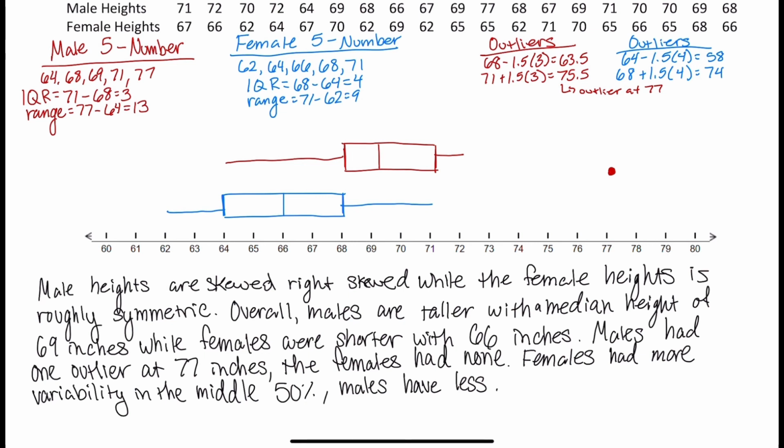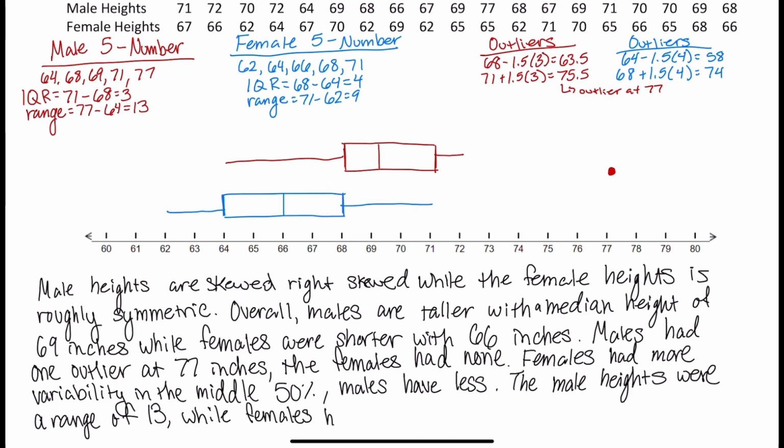And then we also need to remember to record our ranges. So the male heights were a range of 13 inches. Well, females, their range was smaller. They had a smaller range at 9 inches.